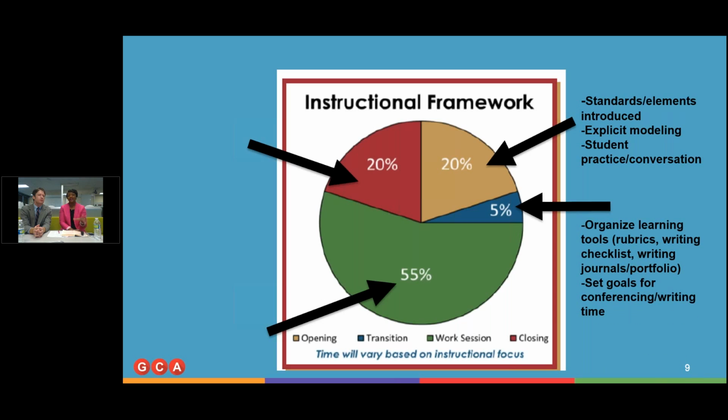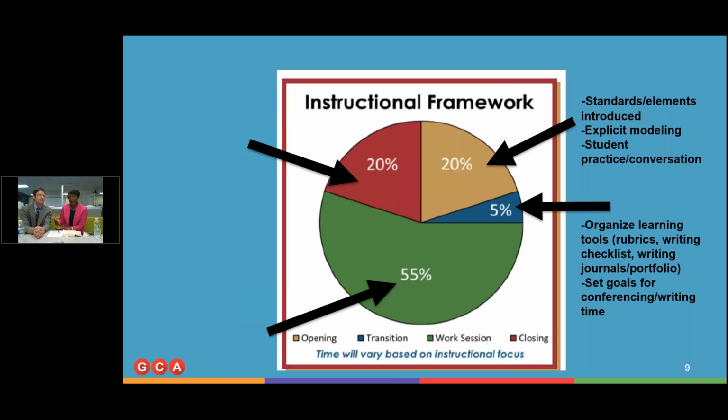Then we've got the transition, so that in-between time between the opening and the work session, right before you set the students loose. I love this component of the instructional framework. It's honestly not something I've used the language of, the transition time, but I love that because it's very intentional. It's setting the students up for what they're going to do when you set them loose.